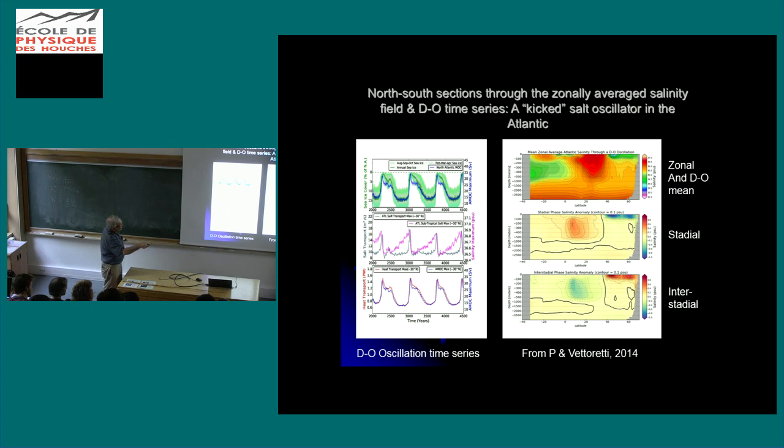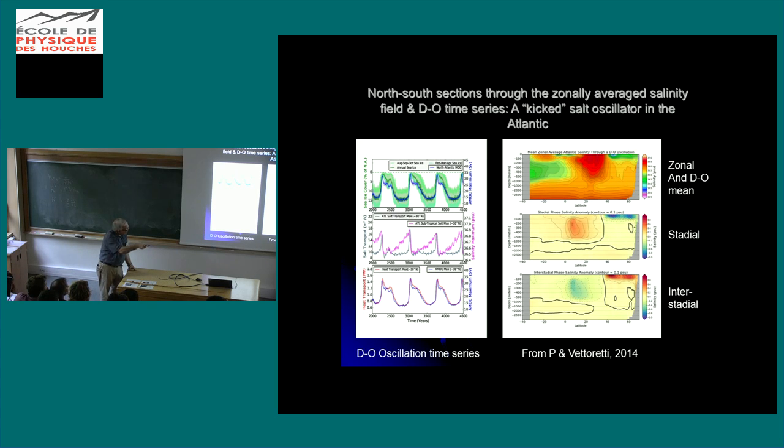What I'm showing you in this frame is a zonal average across the Atlantic and an average over a single Dansgaard-Oeschger cycle, a time average. So that's the zonal and time mean of a single oscillation. In subsequent frames I'm showing you the structure, and on each frame basically salinity, under cold stadial conditions and then under warm interstadial conditions.